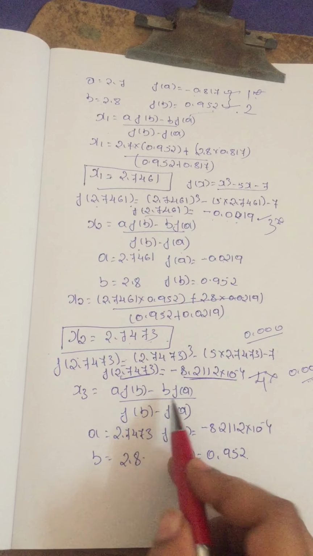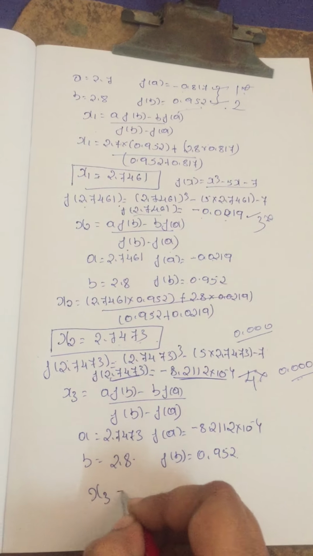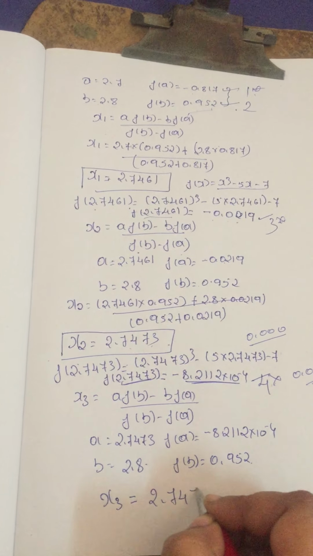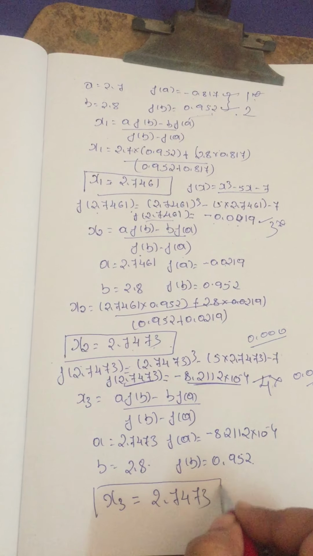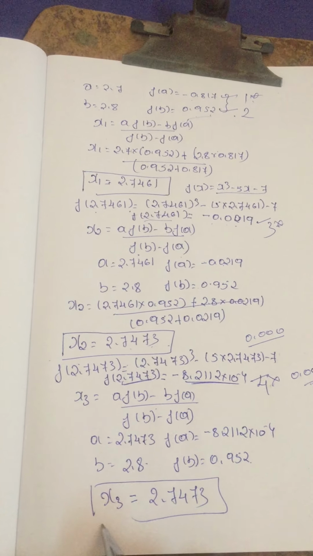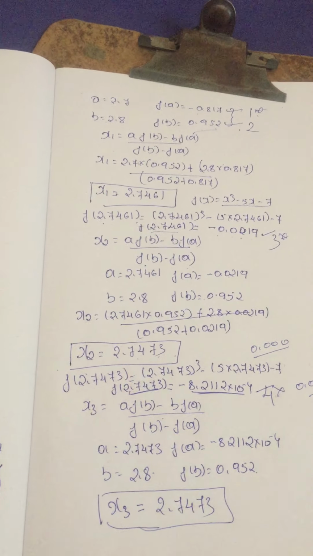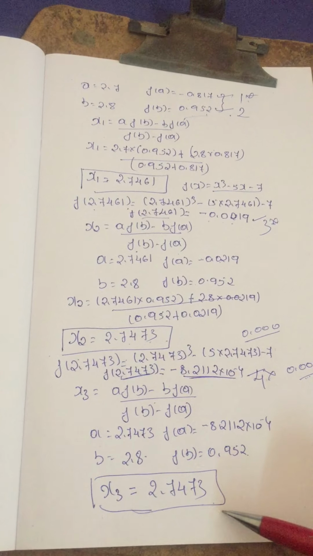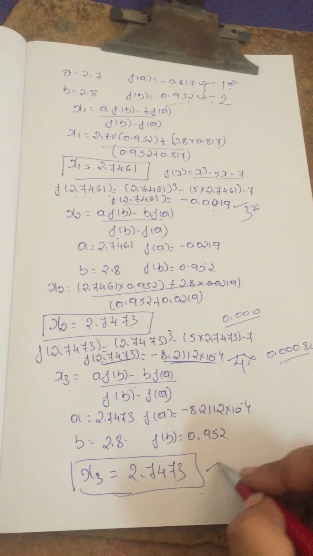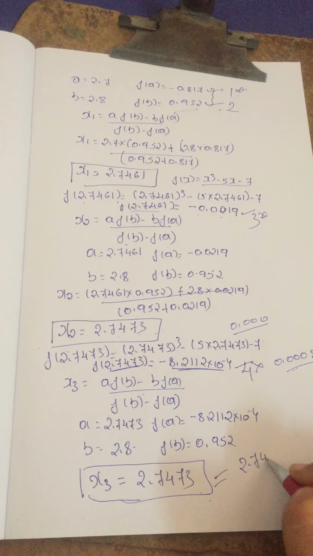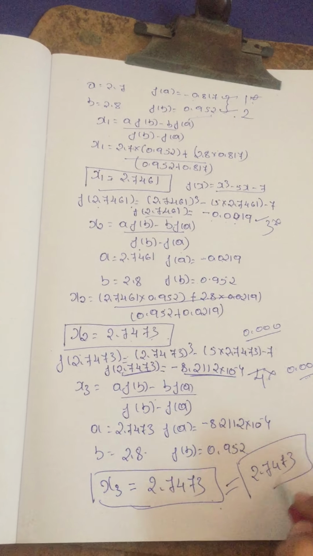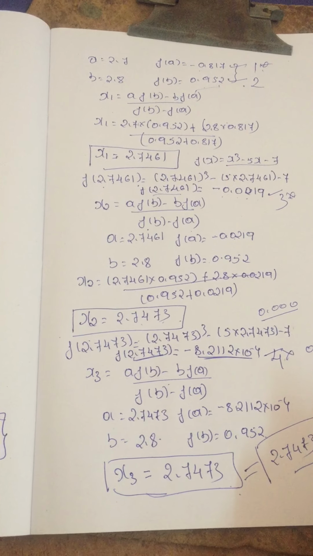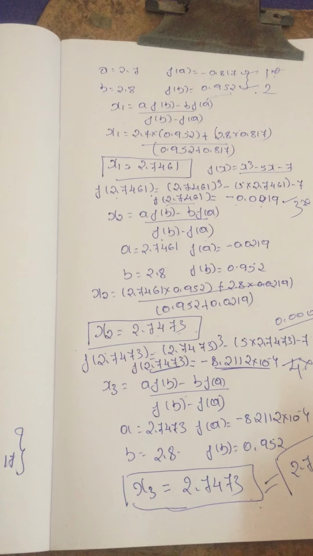Now substituting these four values in this equation, we get the x3 value 2.7473. Simplifying, all four values set in this equation, we get x3 as 2.7473. Compare x2 and x3, they are almost the same. Then we conclude that 2.7473 is the real root of the given equation. So like that we have to find the root of the given equation by using the regula falsi method. Thank you.